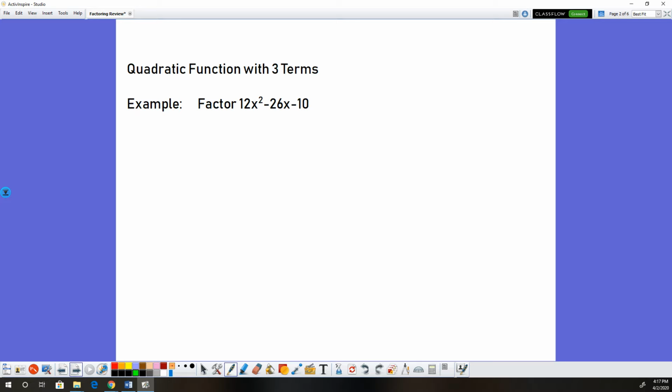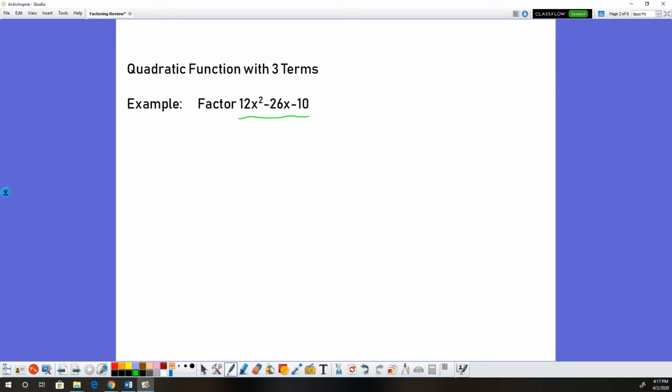All right, quadratic function with 3 terms. Guys, there's a million ways to do these. There's about 5 different ways I know of that different people within Andover Central High School teach this. So if I do it a different way than you and your way works and you understand your way, please do it that way. So we want to factor 12x squared minus 26x minus 10.